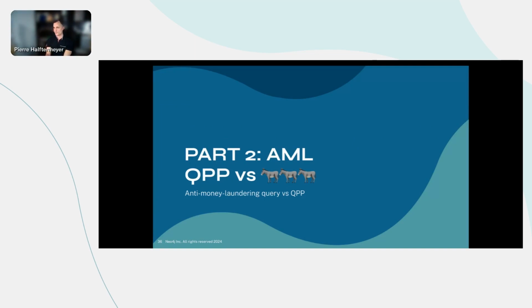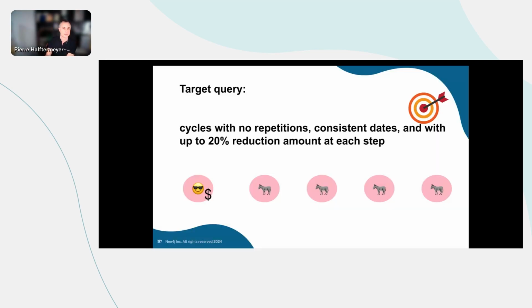Second example now about anti-money laundering with QPP. I will go fast. So QPP is fighting against mules that are doing money laundering. So let's say you have some person which has a lot of money, but from dubious origin. Let's say it's from some criminal activity.